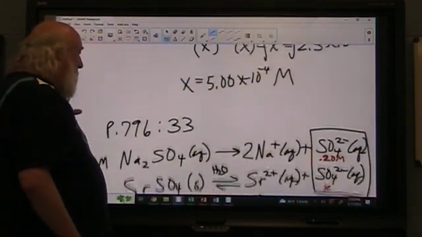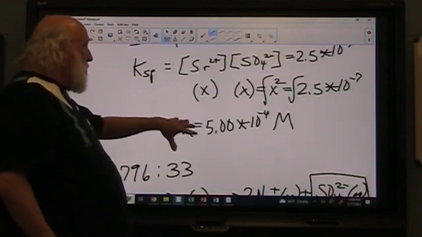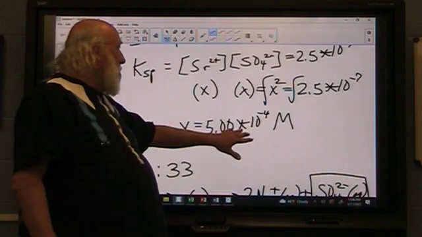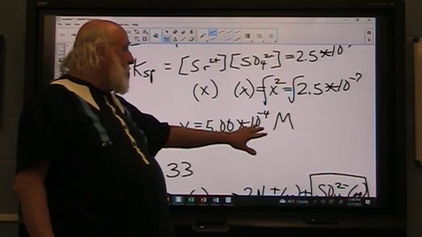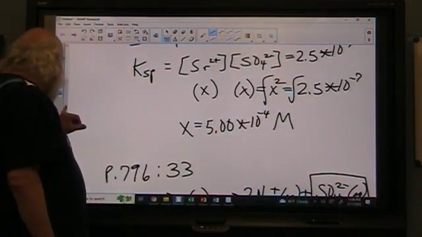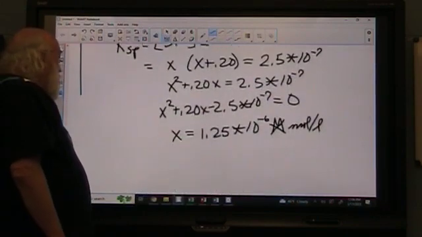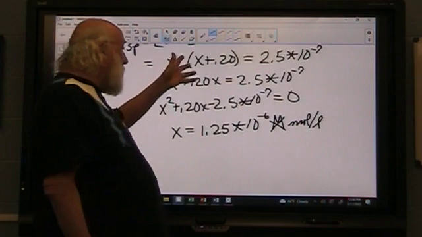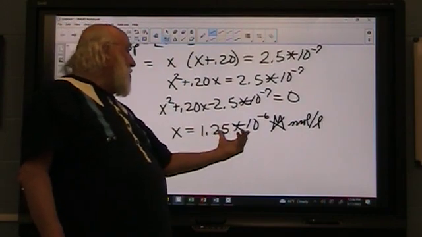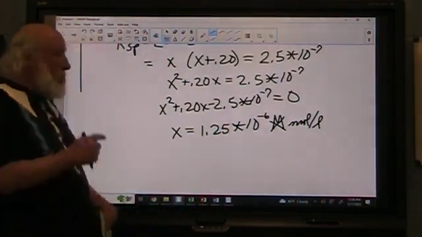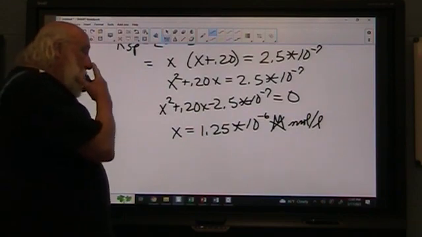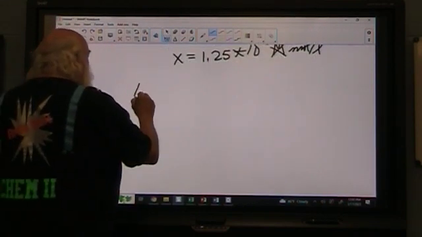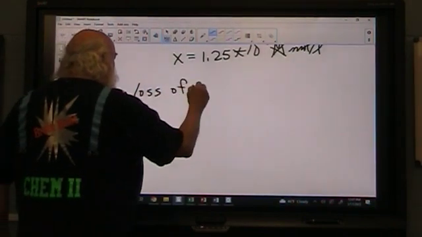In what I presented before this, we said that the solubility of strontium sulfate is 5.00 times 10 to the negative 4th moles per liter. Put that in a common ion of sulfate of 0.20 molar sulfate, and we see that it drops to 1.25 times 10 to the negative 6. So how much did it drop? What was the loss of solubility?